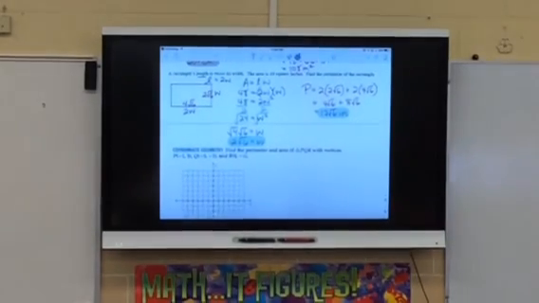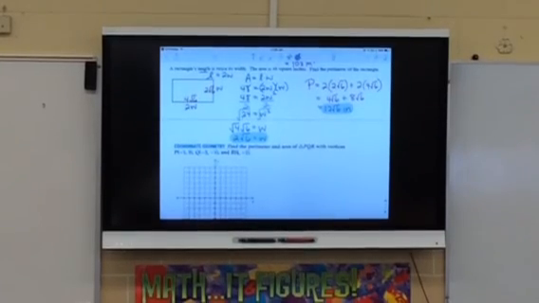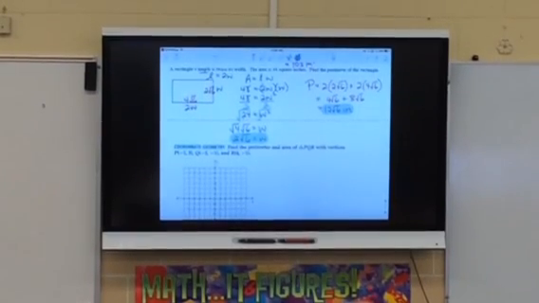Okay? If you leave a label off or incorrectly label something, it's usually going to be half a point or something. Depending on the problems, if there's a whole bunch of problems and you leave it off on all of them, then I might take off 1 or 2 points for all the problems.